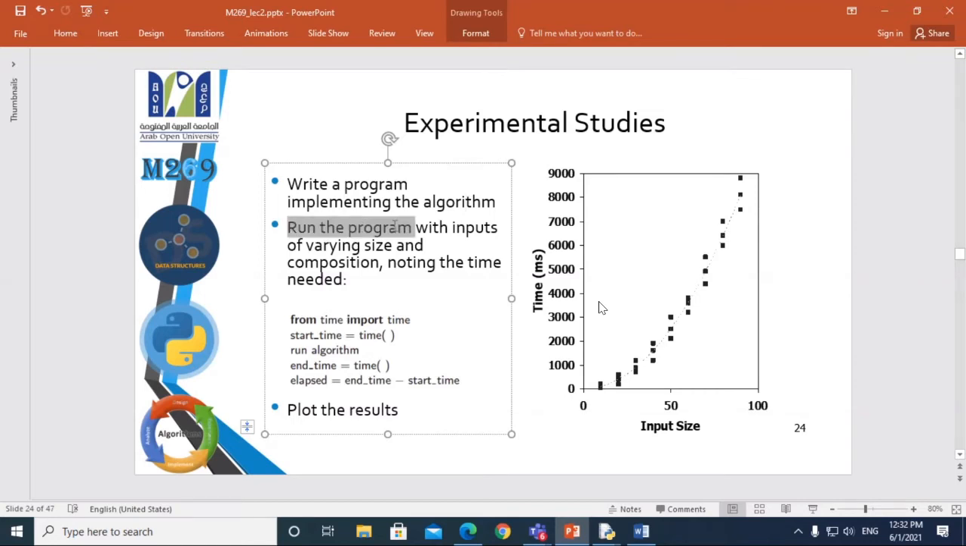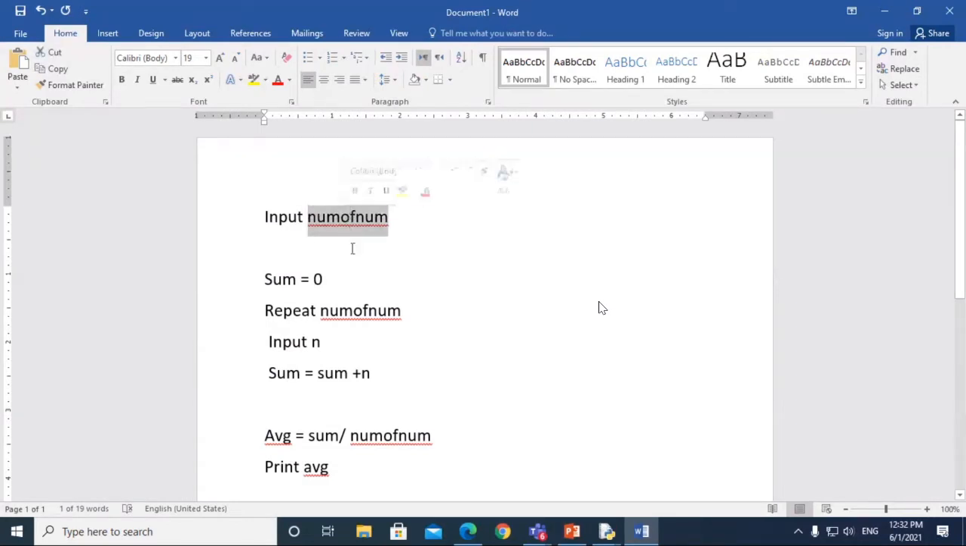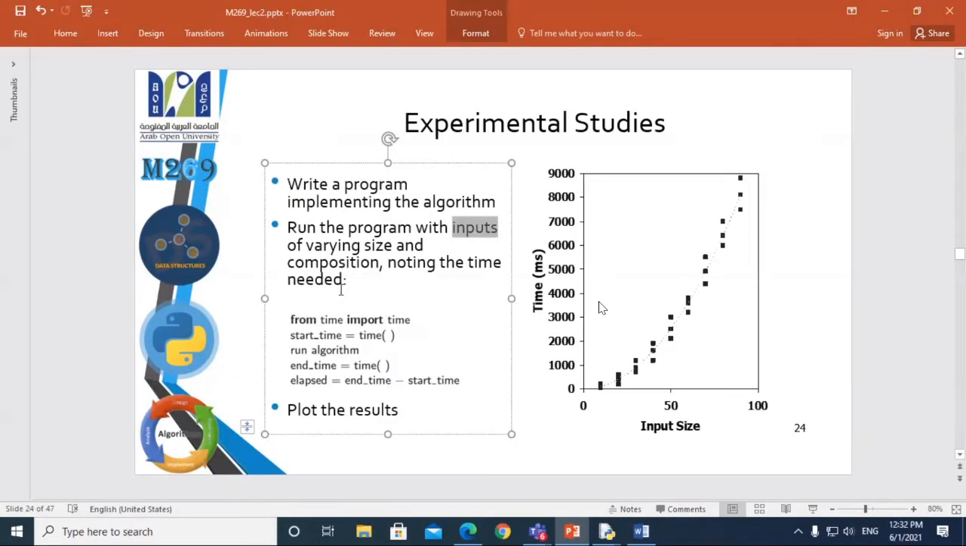Run the program with inputs varying in size. First time, I will input 5. Second time, I will input 10. I will input 100. I will input 1000. Different numbers. Okay? Noting the time. Take a simple example here: from time import time, start time, run the algorithm, end time.